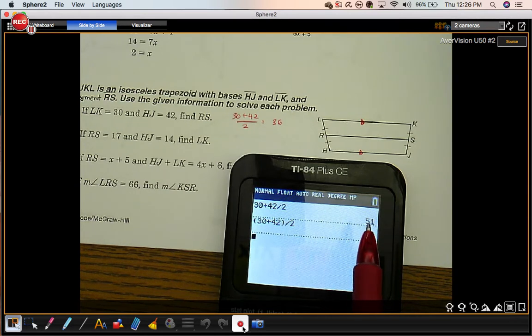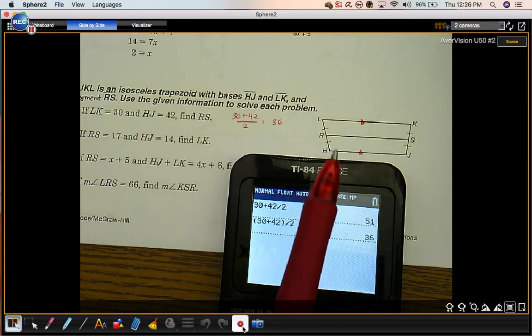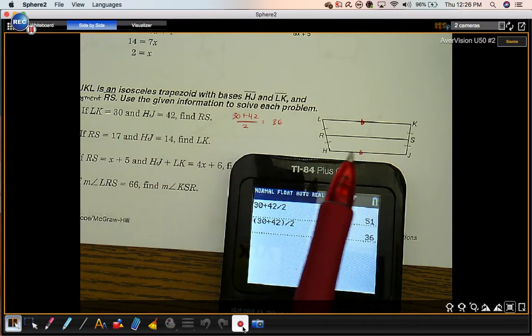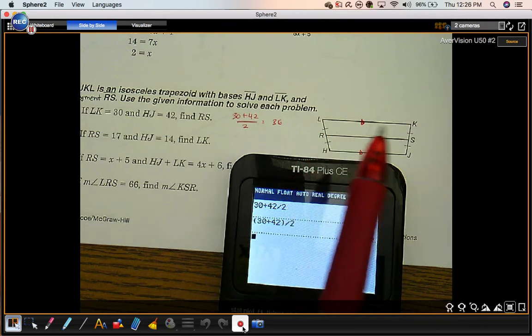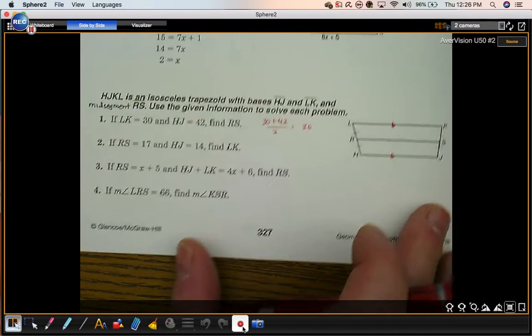Now, you know this 51 was wrong because it's bigger than both of these bases. This segment is bigger than this base, but it's not bigger than that base. So be smart about what's happening here and always evaluate your answers.